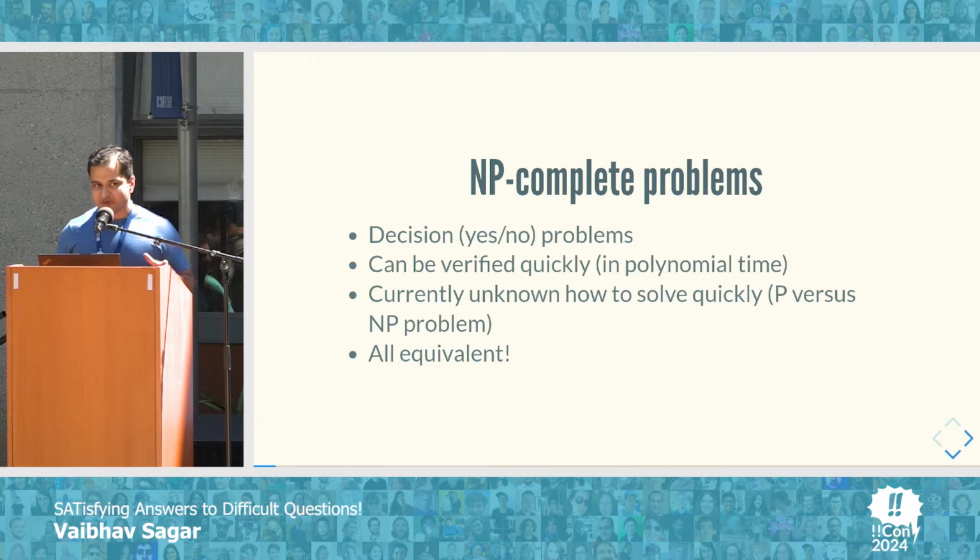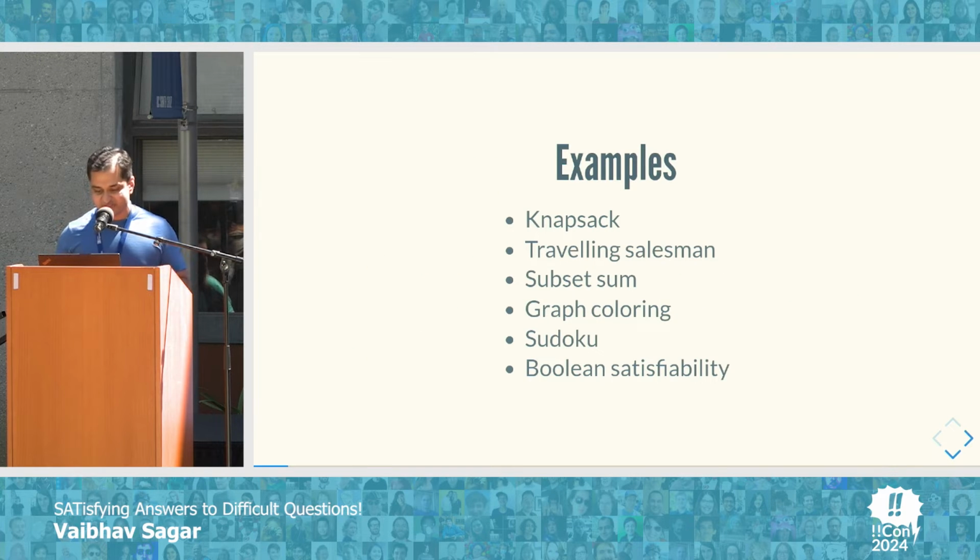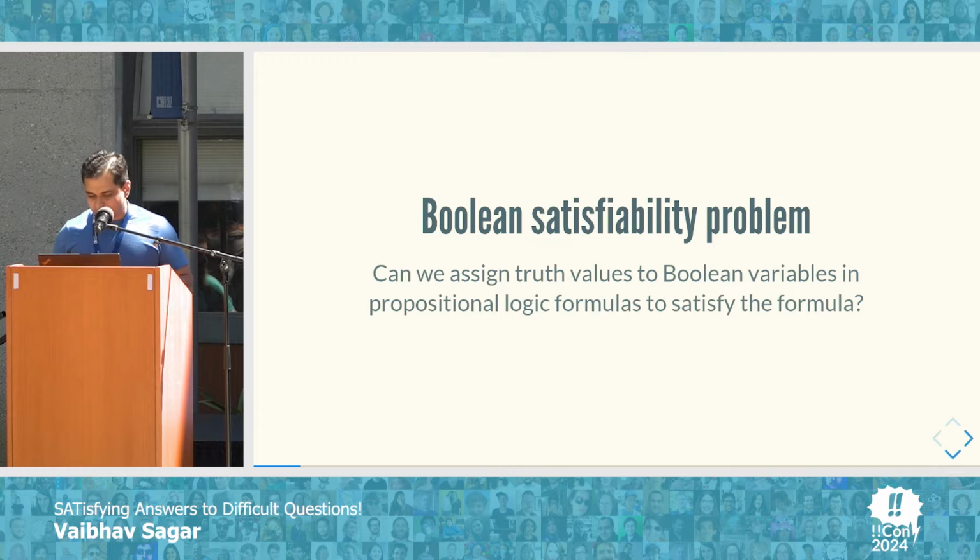So all NP-complete problems can be expressed in terms of each other. So they're all equivalent in a sense. Some examples of these NP-complete problems are the knapsack problem, traveling salesman problem, and so on and so forth, including Sudoku and the Boolean satisfiability problem. The Boolean satisfiability problem is the question of, given some propositional logic formula, can we assign true or false values to each of the variables such that the overall formula holds or is satisfied?